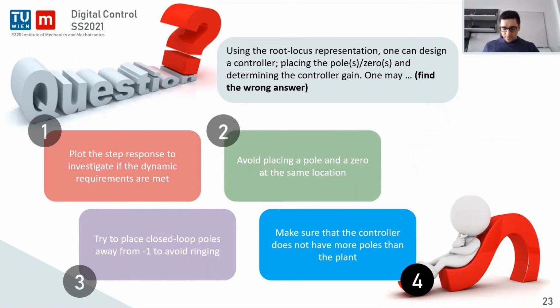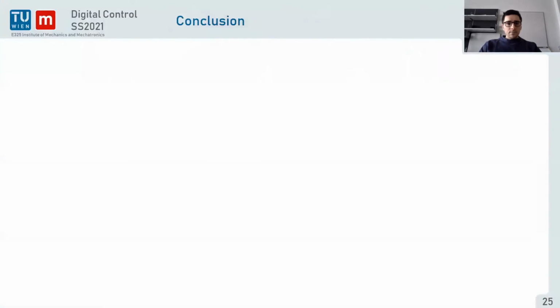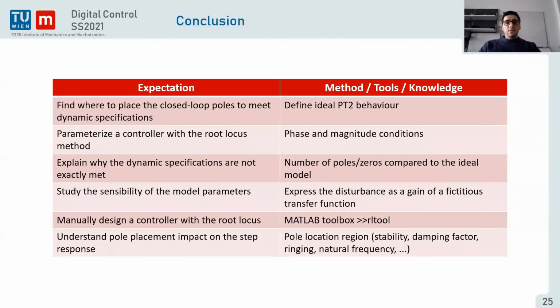Okay, so now let's move to the conclusion for today's session. We've investigated some expectations and which kind of methods, tools, or knowledge we can use. So first, we looked at where to place a closed loop pole to meet dynamic specifications, and we've seen that we can design an ideal PT2 in continuous time and then express it in discrete time. Then to parameterize a controller with a root locus method, we can use the phase and magnitude conditions: phase condition for placing the poles and zeros, magnitude condition to find the controller gain.